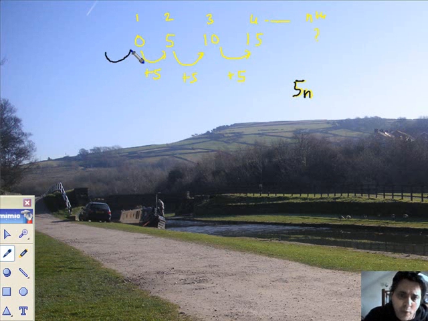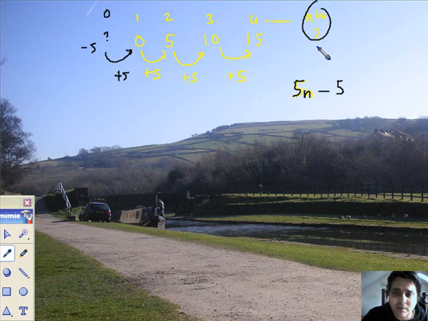So then what you do, you work backwards to find the 0 term. In other words, what number goes there? And the question is, what number, when you add 5, becomes 0? Answer, minus 5, because minus 5 plus 5 becomes 0. So you have 5n take away 5 as the nth term rule.